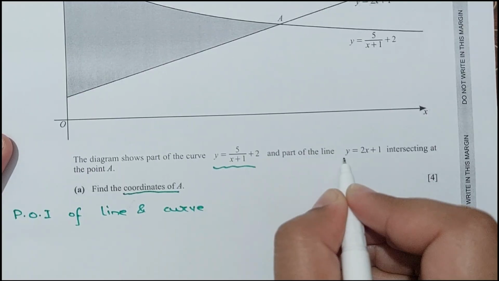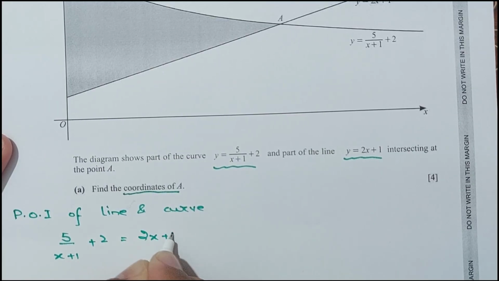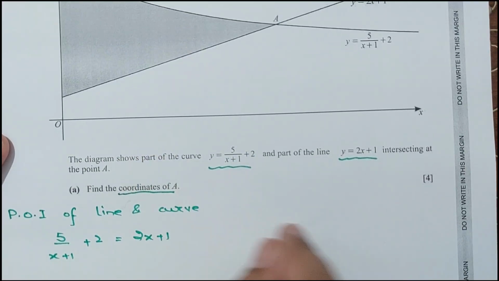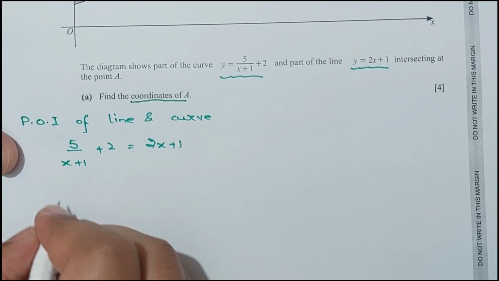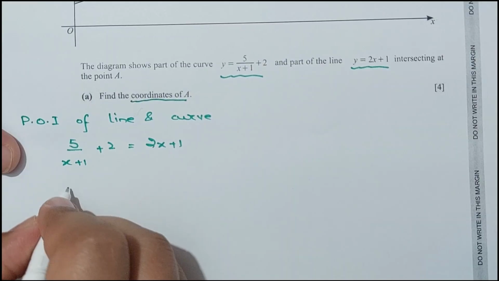This is the curve and this is the line. Put both of them equal. So 5 over x plus 1, plus 2, this would be equal to 2x plus 1, because both are y's. So plug that y value over here, or just compare both of them. Okay, now let me solve for the coordinates, meaning x and y both. Simplify.